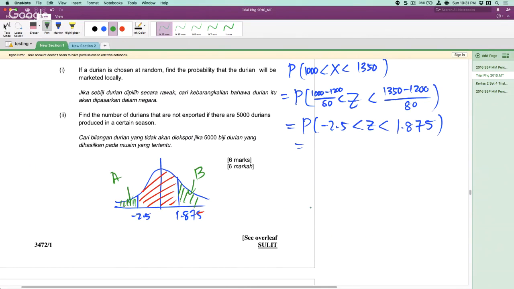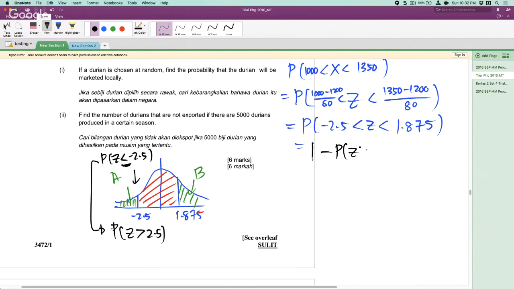So you have to use total. Total we know is 1 minus part A. What do we call part A? Part A is the probability for Z is less than negative 2.5. Less and negative happen together, so you should change this one to bigger. Then only you can find it in the Z value table. So this is Z bigger than 2.5. And then minus part B. What do we call part B? Part B is Z bigger than 1.875, which you can already straight away find in the Z value table.